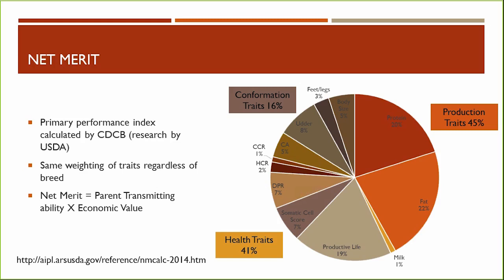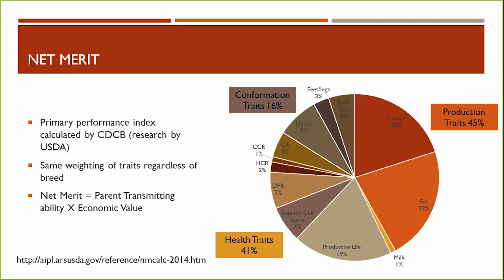What I did, this pie chart, it kind of breaks down each little thing, but big picture is about 45% of the traits are production traits, mostly protein and fat. 41% are considered health traits, and then 16% are conformation traits. So that's kind of the big picture of how net merit is categorized.